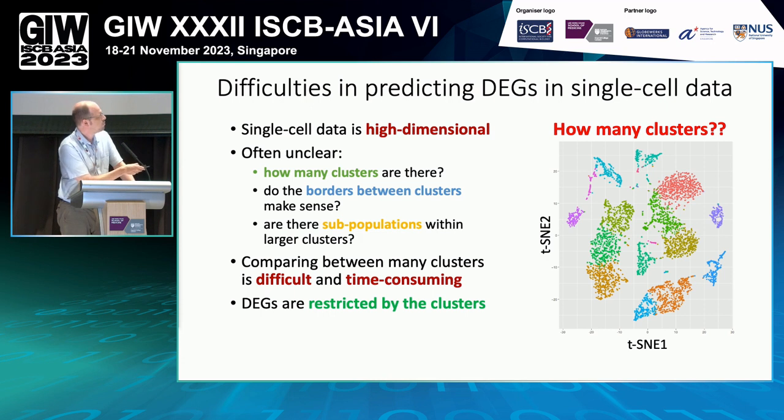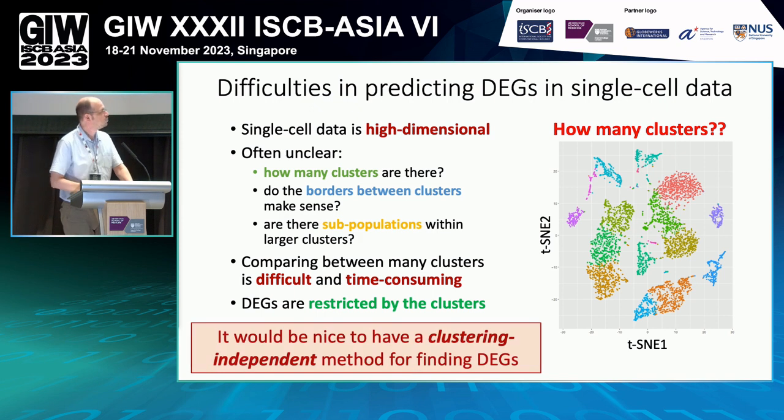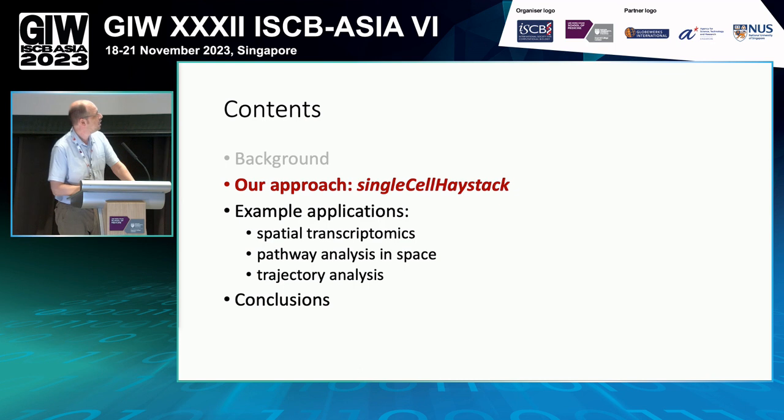Also, if I have to compare each cluster with all the others, it's time consuming, it's not elegant. And also the DEGs that you can find are somewhat restricted by the clusters that you start with. You cannot get DEGs that don't fit with the clusters. So the clusters restrict the DEGs that you can actually find. So, to make a long story short, it would be nice if we had a method that does not rely on comparing between clusters for predicting DEGs. And that's exactly what we tried to make, of course. We call our method singleCellHaystack.